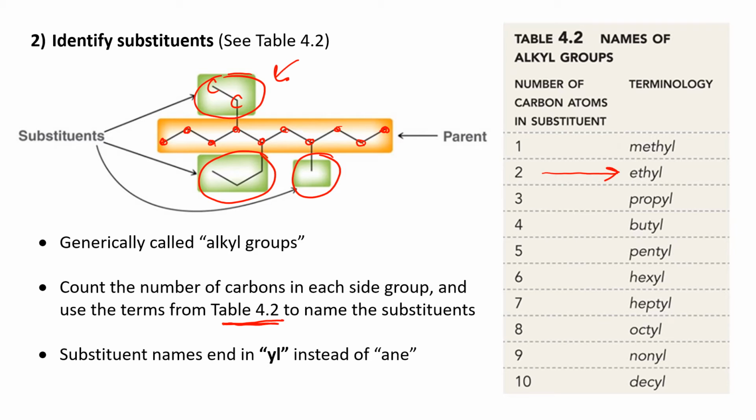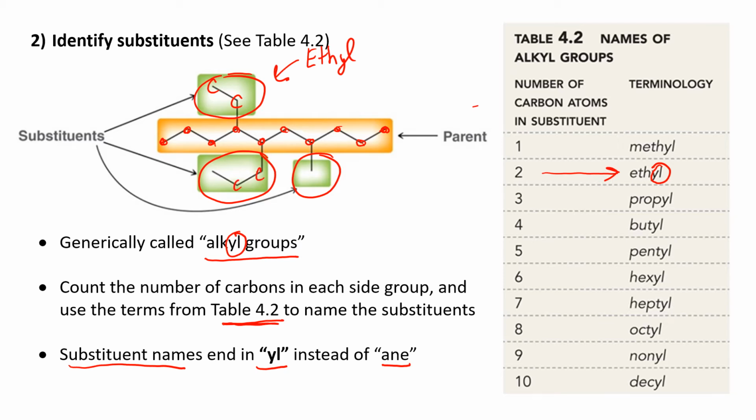So all of these are considered to be alkyl groups. See the YL, we call that an ethyl group. So for each substituent name, you change the ANE to YL instead. Substituents are alkyl groups, so that is an ethyl group.